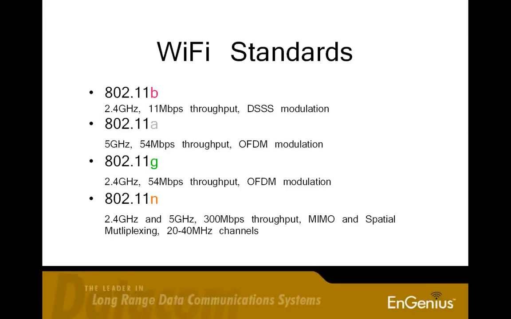802.11n, which was recently ratified, can be used on both 2.4 gigahertz or 5 gigahertz. It's basically an add-on to the other three standards. It gets up to 300 megabits per second throughput using MIMO, which stands for multiple in and multiple out antennas, as well as spatial multiplexing and wider channel width of up to 40 megahertz channels. The previous A, B, and G standards only utilized 22 megahertz channels.